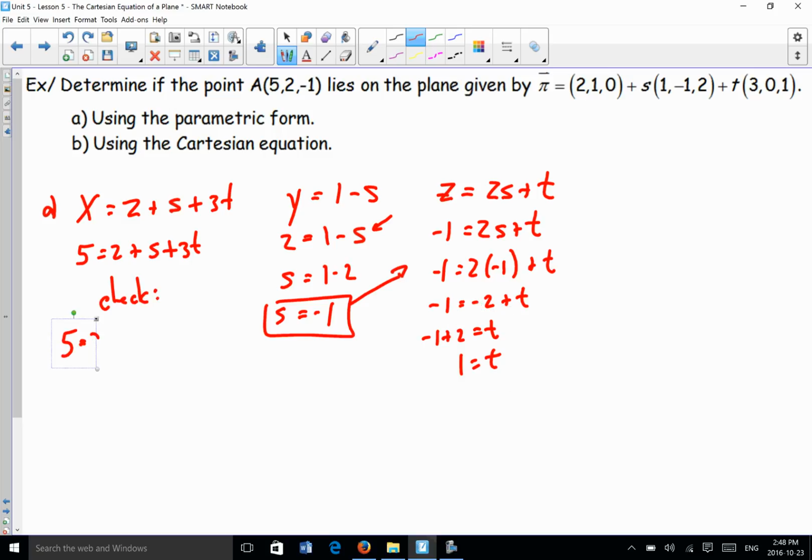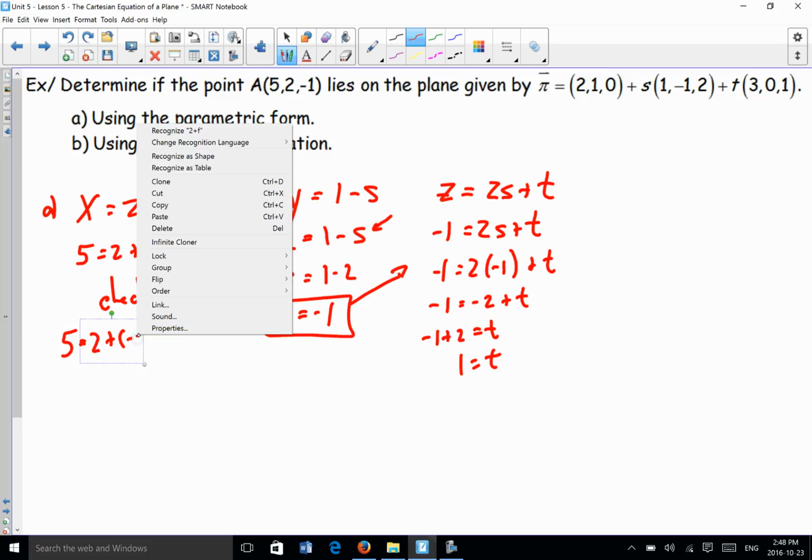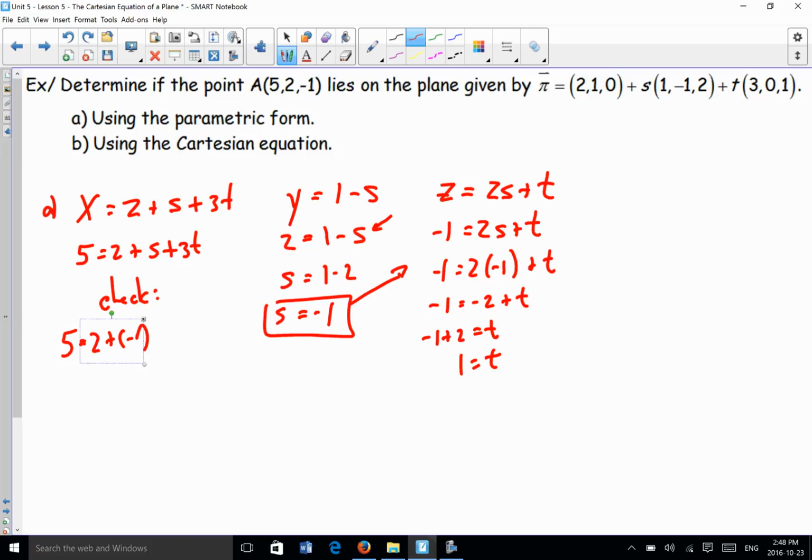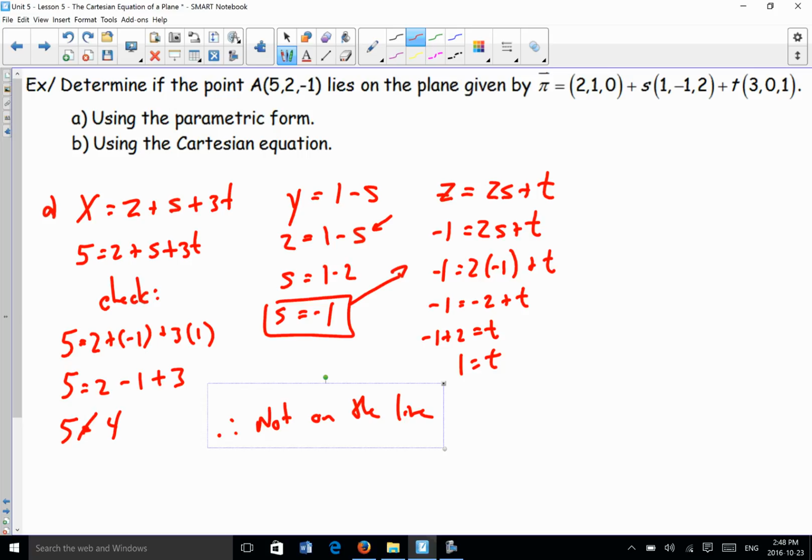And just to check, we're supposed to check by using the third one. So 5 equals 2 plus s, so plus negative 1, plus 3 times t, t is also 1, so 5 equals 2 minus 1 plus 3. And we've proven that it does not lie on the line, because we get 5 here and 4 here. So not on the line. Okay, so using a parametric form, or sorry, not on the line, not on the plane. So we're talking about planes here.